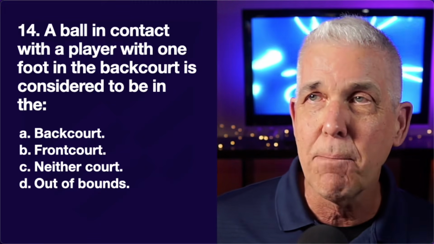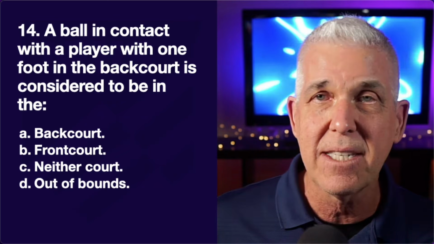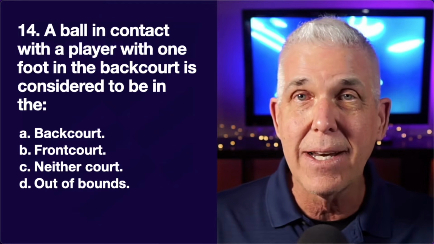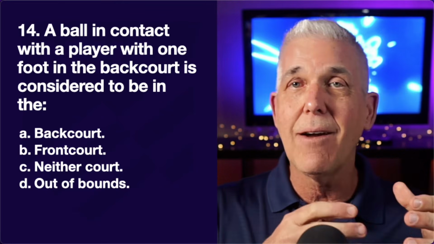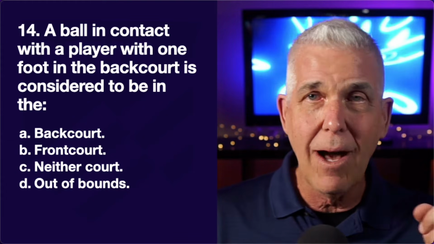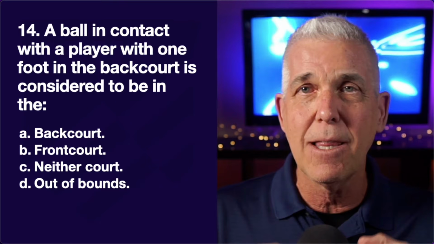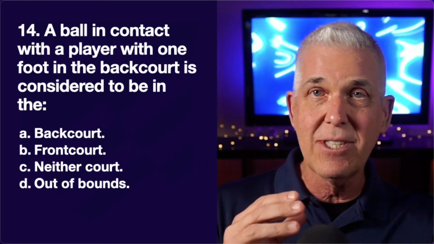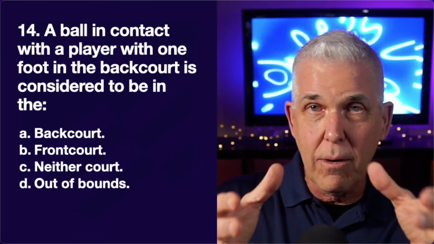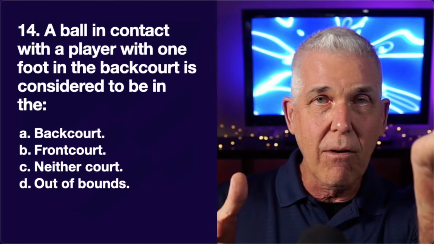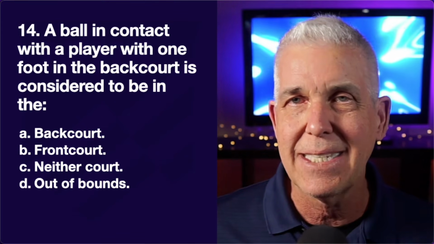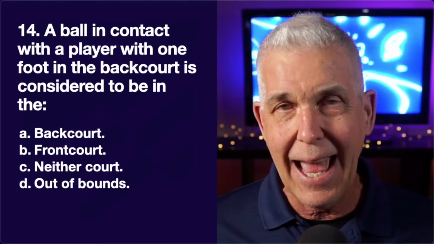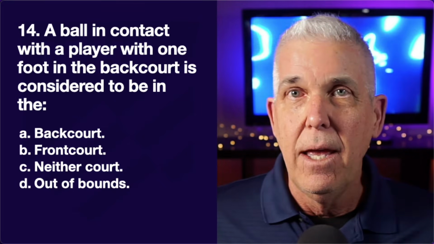A ball in contact with a player with 1 foot in the back court is considered to be. Where is the player? What is their status when they are in contact with the back court? By rule, they are in the back court. The ball contacts the player whose status is in the back court. The ball gains the status of the player. The ball could be 6 feet in the front court, above the front court, in the air, but when it's contacted by that player, the ball's status then becomes the status of the player. The player's status is backcourt. Our correct answer here is backcourt. And we're moving on.